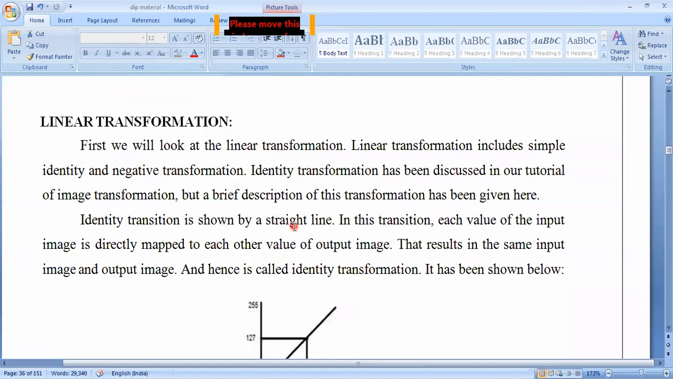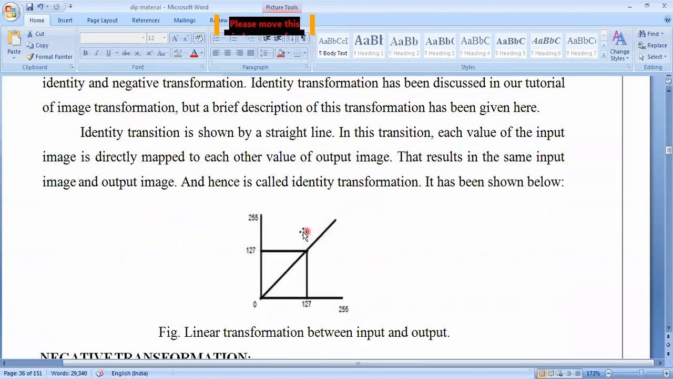Now, if we see a linear transformation, the relationship between the input image and the output image through the transfer function, how is it? What is this transfer function? Hello, can you hear me, Fanindra? Yes sir, I can hear. How is this? It is in a linear manner.